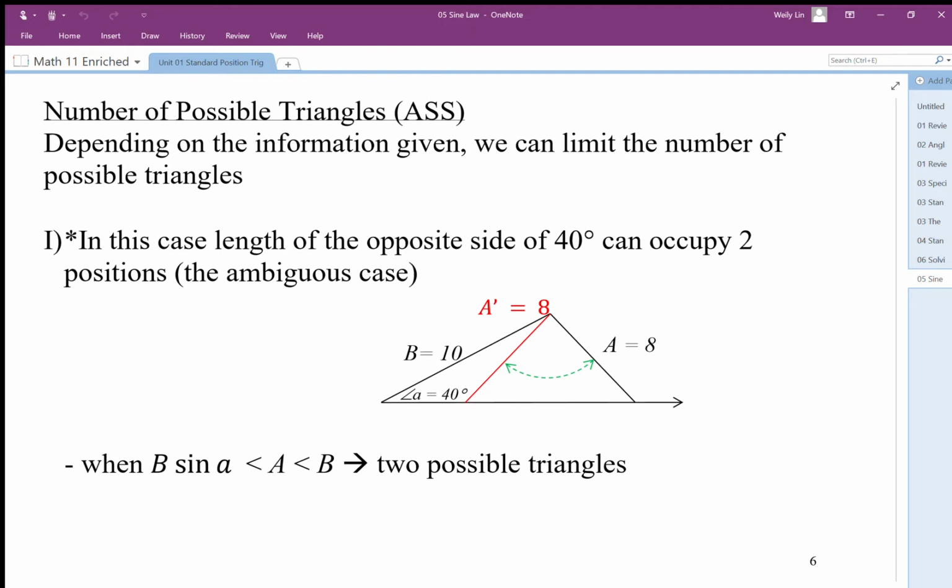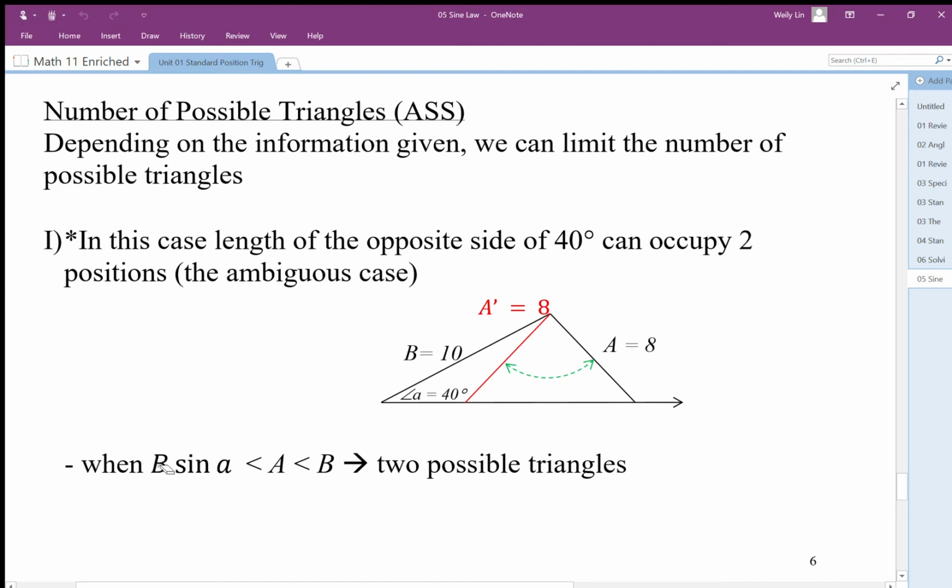So the first case is when there are two triangles. We have an angle of 40 degrees, a length of 10, and a length of 8. And that side length of 8 can occupy two different positions. So there are two triangles here. And the formal part is this.